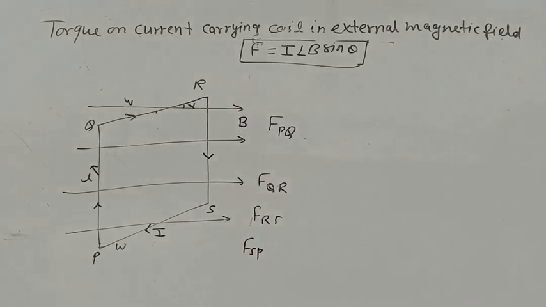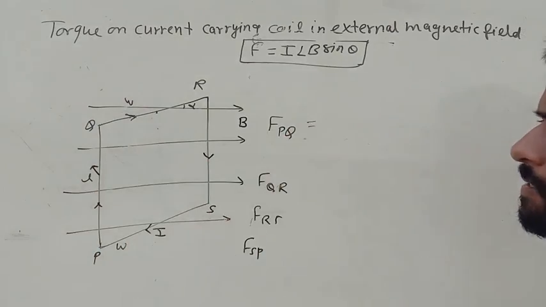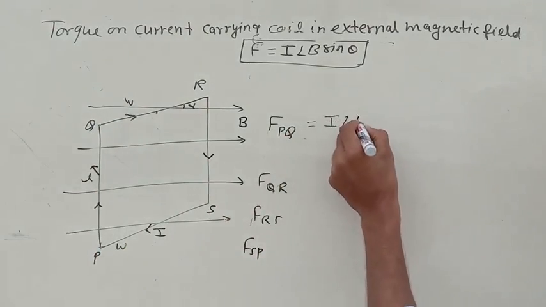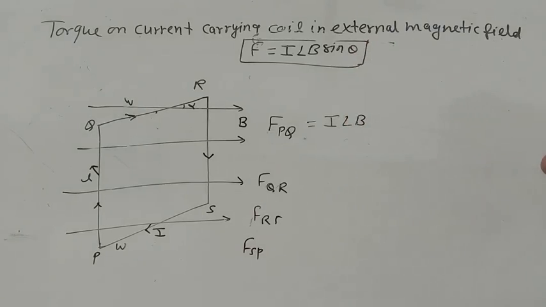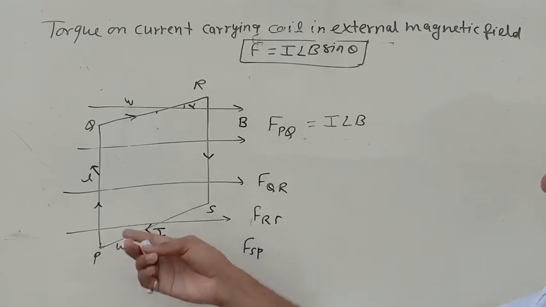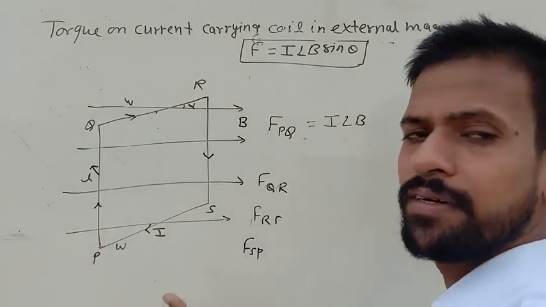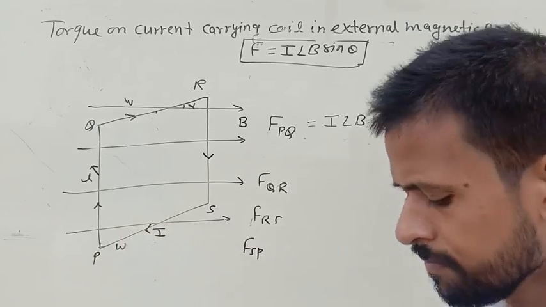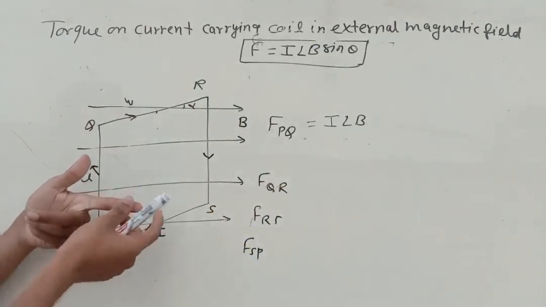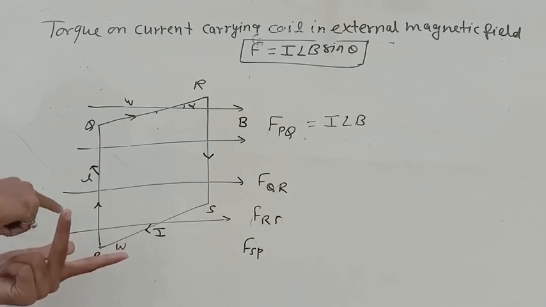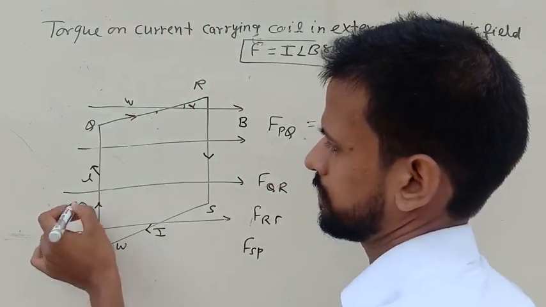So PQ is perpendicular to the magnetic field, so force is I L B sin theta, but theta is 90, and sin 90 is 1, so we write only I L B. For the direction of force, this is the direction of magnetic field and this is the direction of current in upward direction, so the force will be in inward direction.